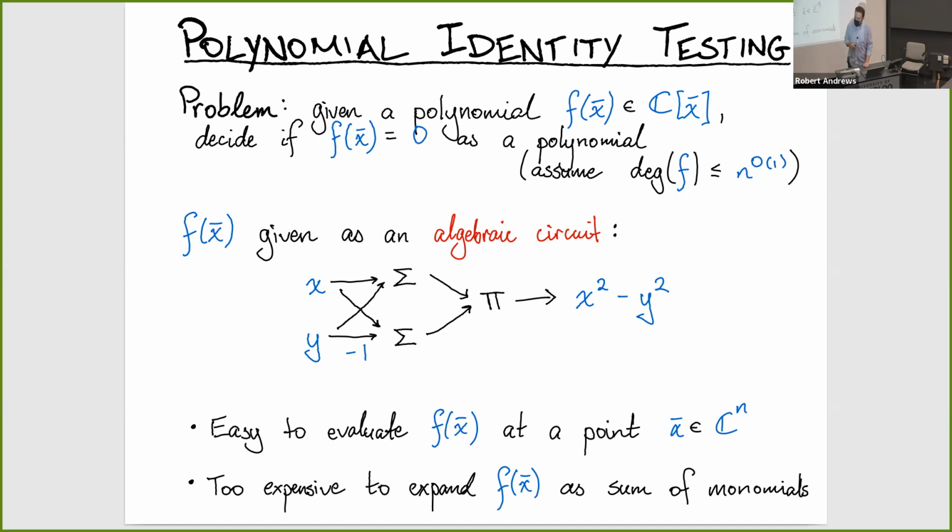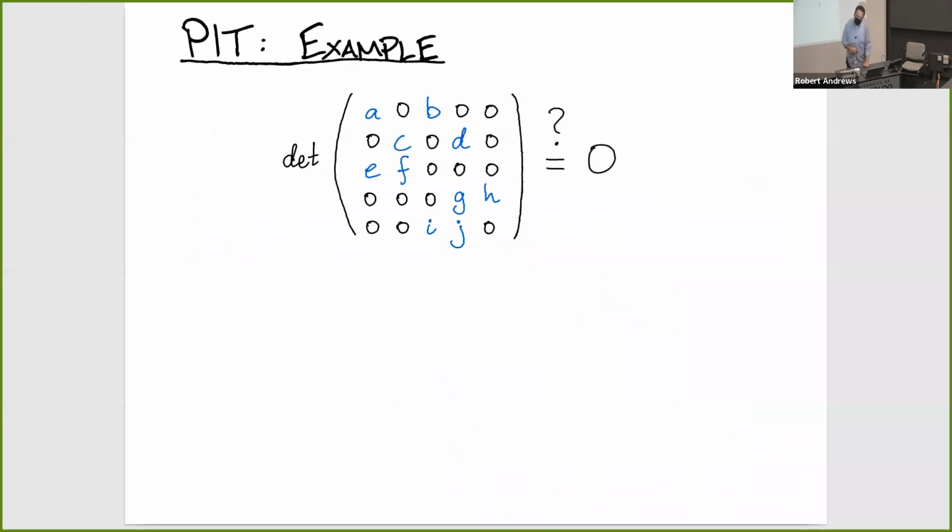0 or non-zero polynomial. Now, if you haven't seen this before, let me give you an example of one instance of PIT. So here I have a matrix. It's a 5 by 5 matrix of variables. I zeroed out some of the variables. I left 10 of them alive. And I want to know, is its determinant 0 or non-zero? And you can sit and stare at this for a while and find out that the determinant is non-zero, and I've highlighted a monomial that's going to survive when you expand it.